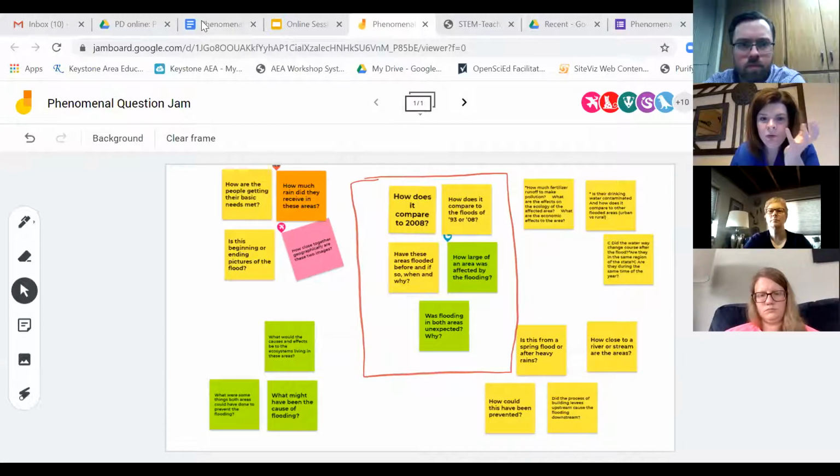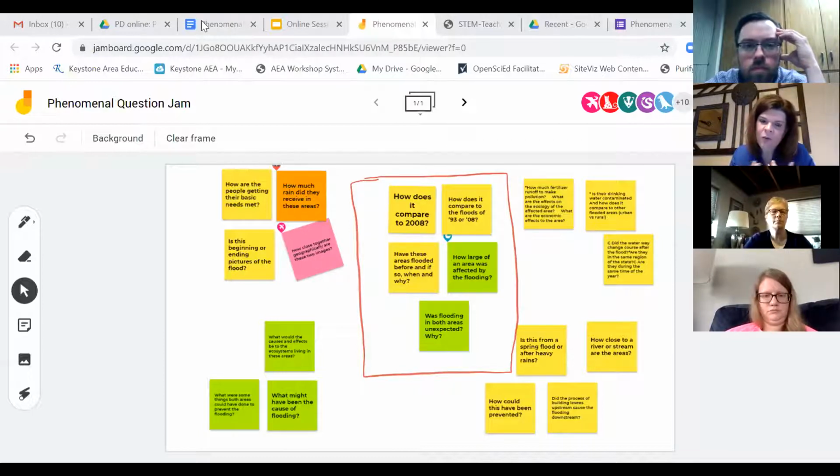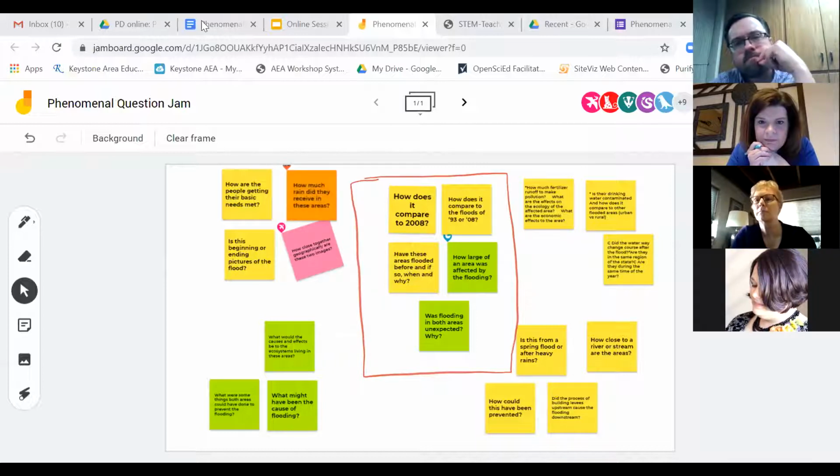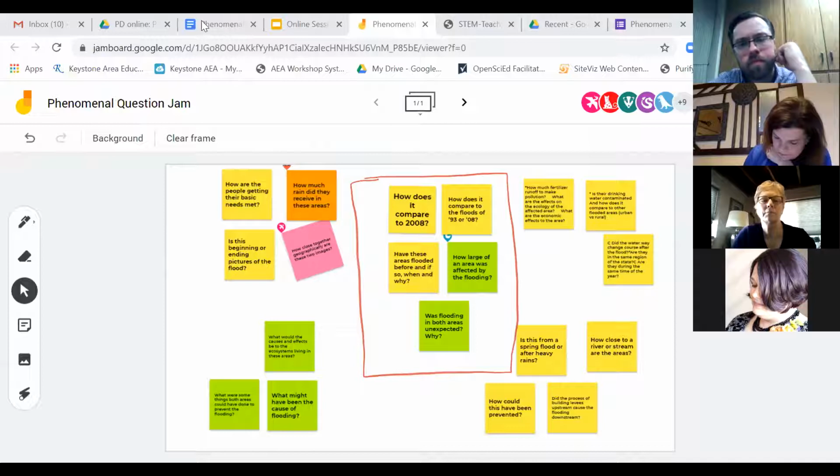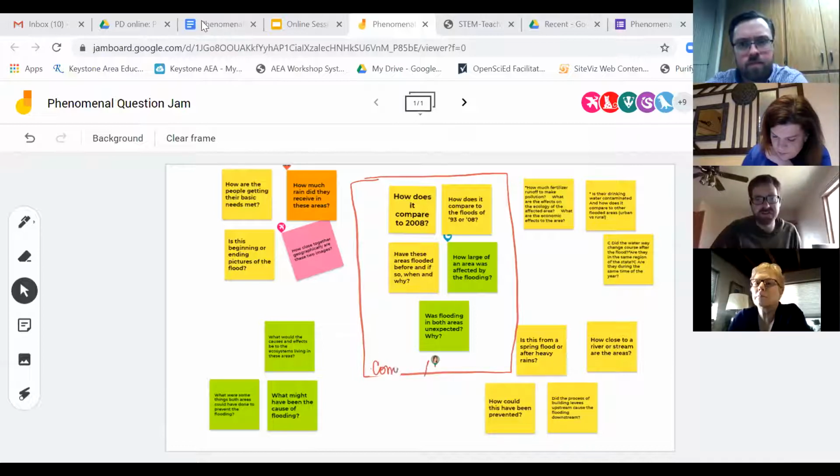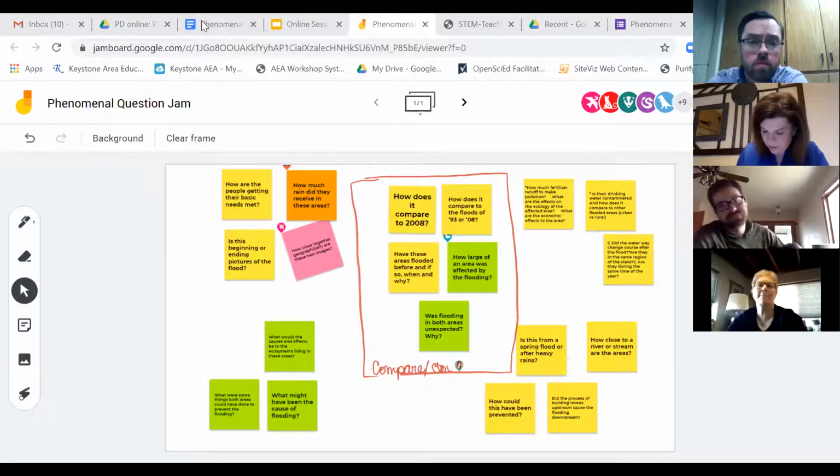Within that grouping, right now we have 5 questions that we feel should be clumped together. What can we call that particular grouping? Is there a common concept or theme? Why are they grouped together? Why did we choose that? I think it's compare and contrast. Okay. Any other reasons why? They're all discussing the severity of the flood. Okay.